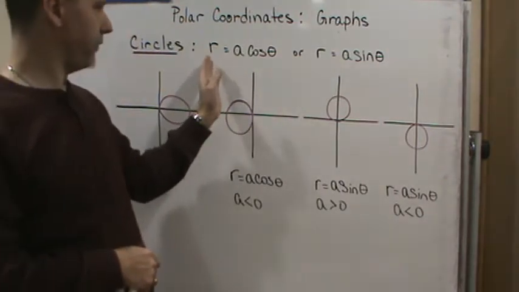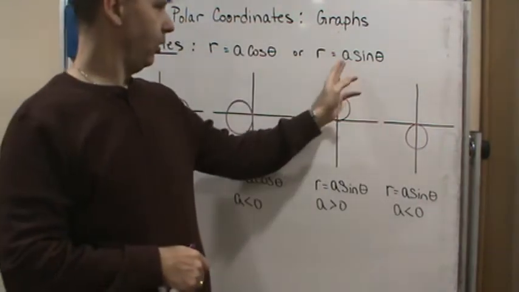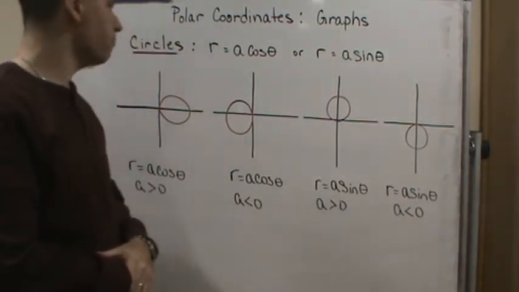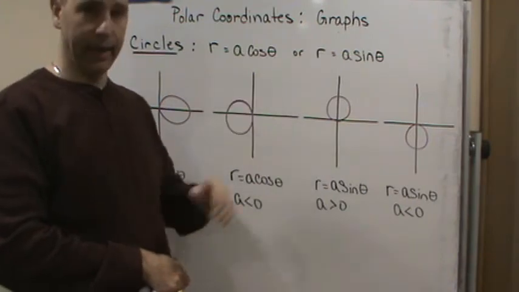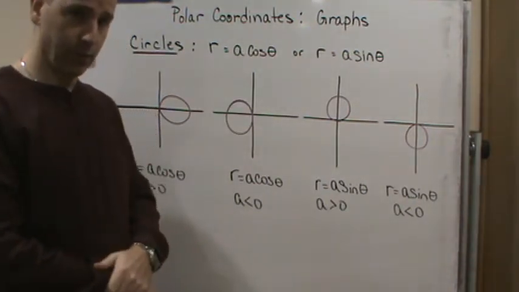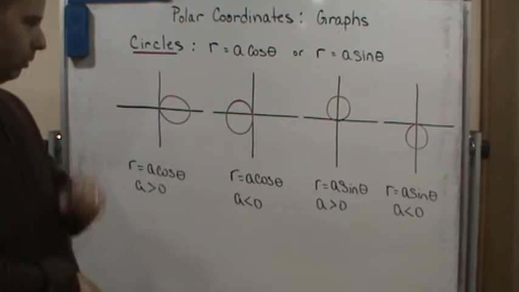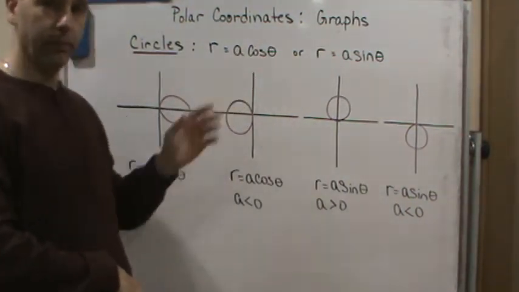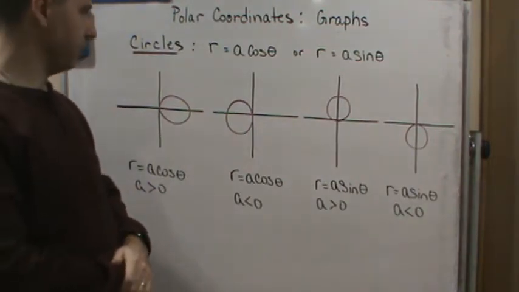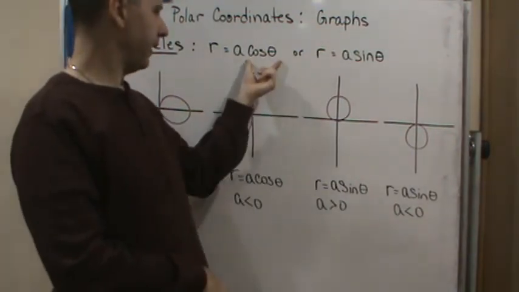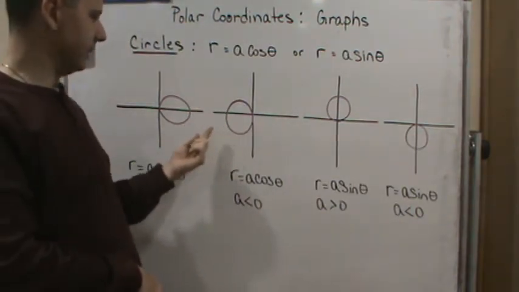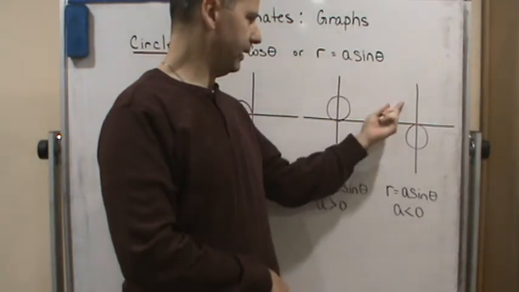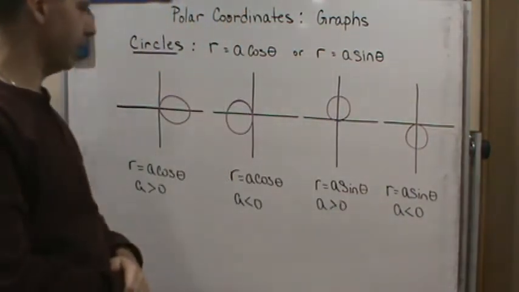Okay, so anything of the form a cosine theta or a sine theta is going to produce a circle on the graph. Okay, so now A, or the absolute value of A, represents the diameter of the circle, okay? And so whether it's positive or negative will just tell us where on the axis it lies, okay? Cosine theta will lie on the x-axis, okay? Sine theta will tell you that the circle will lie on the y-axis, okay?